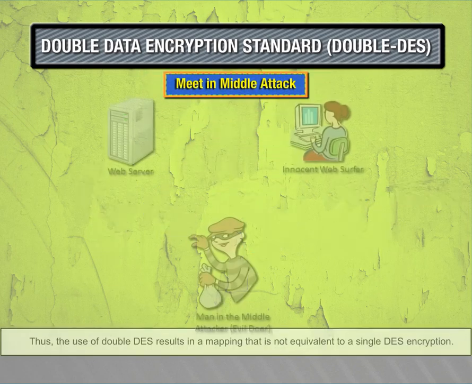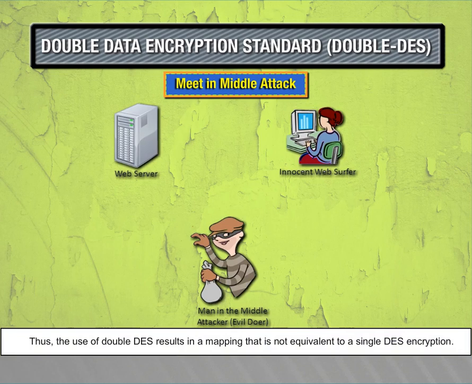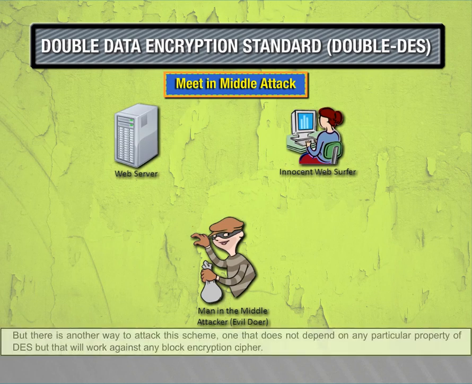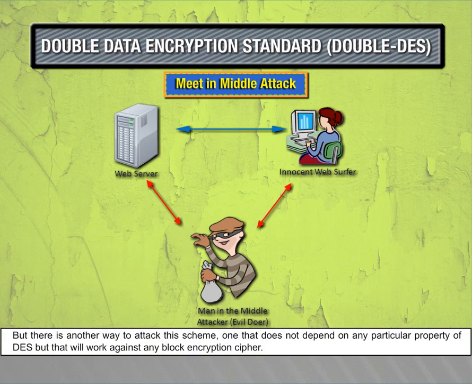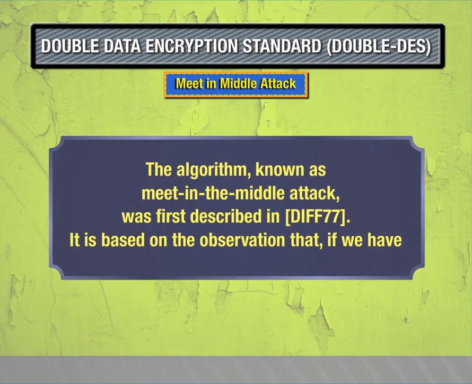Meet-in-the-middle attack. Thus, the use of double DES results in a mapping that is not equivalent to a single DES encryption. But there is another way to attack this scheme, one that does not depend on any particular property of DES, but that will work against any block encryption cipher. The algorithm known as the meet-in-the-middle attack was first described in [DIFF 77].